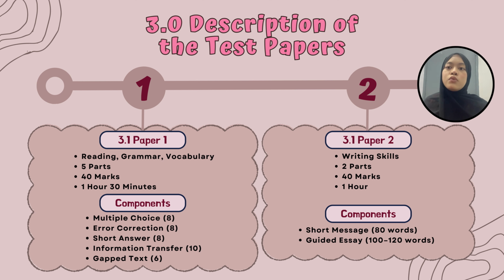In Part 1, the students are required to write a short message of approximately 80 words in response to a situational prompt. In Part 2, students write a guided essay of between 100 to 200 words based on the topic of mobile phone usage. Through these tasks, students are assessed on their ability to communicate ideas, organize information, and use appropriate language forms in writing.